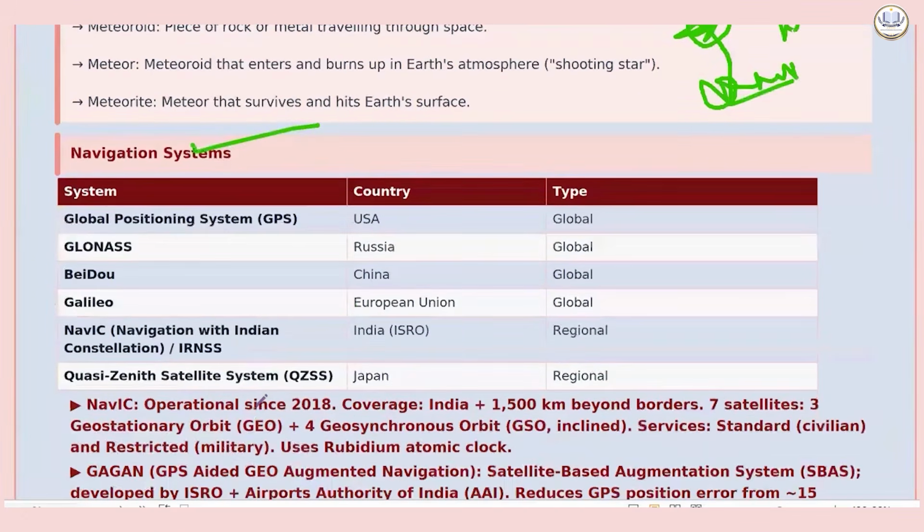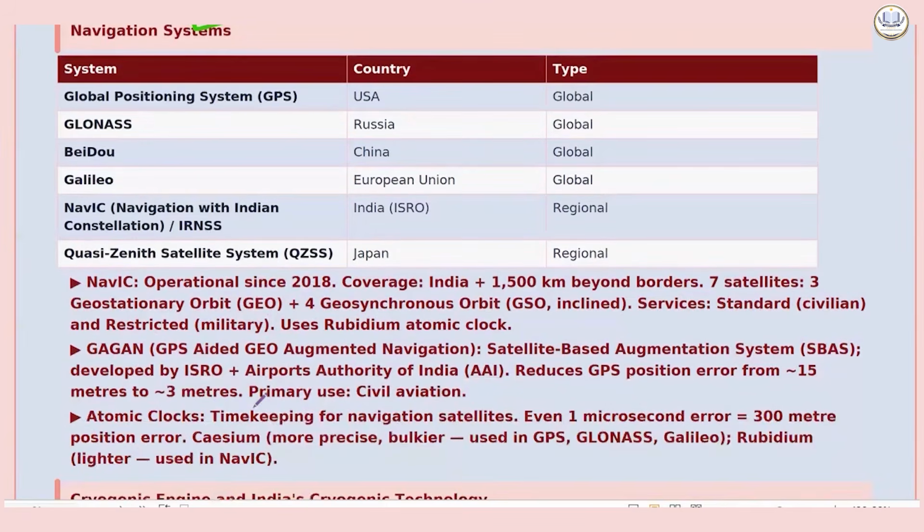We have some navigation systems. So the first is GPS of the USA that we all use, and this is global. Then we have GLONASS of Russia, it is also global. We have BeiDou of China, global. And we have Galileo of the European Union, which is also global. We have NavIC, Navigation with Indian Constellation, which is regional. And then the Quasi-Zenith Satellite System of Japan, again that is regional.